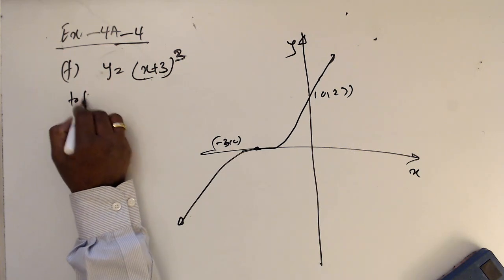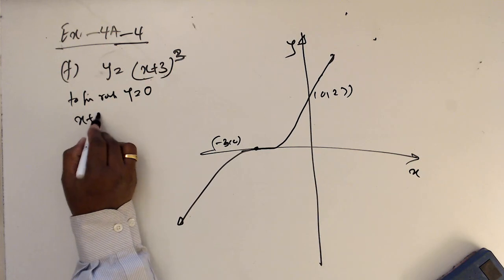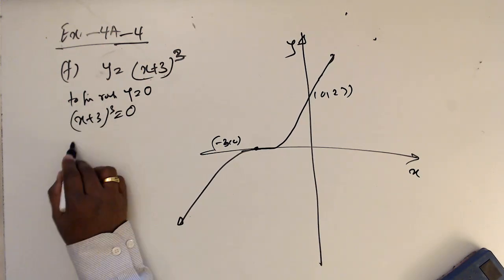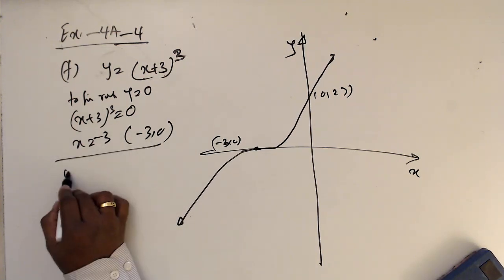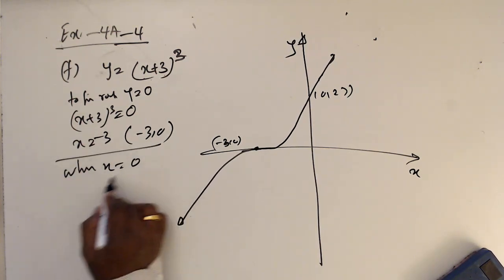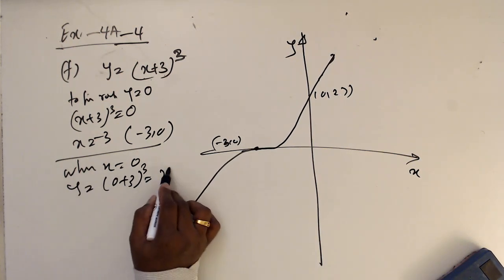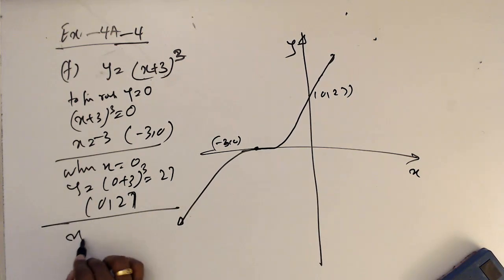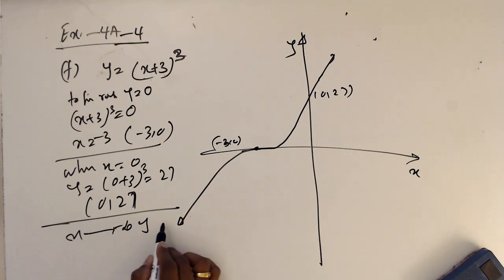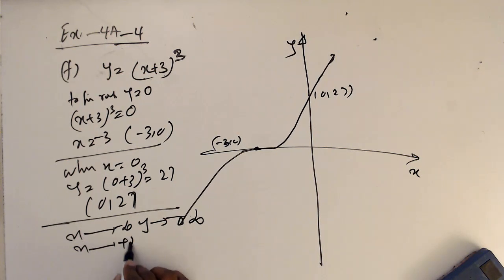Okay, to find roots, y equals 0, x plus 3 cubed equals 0, x equals minus 3, so the point minus 3, 0. And when x equals 0, y equals 0 plus 3 cubed, 27, so 0, 27. As x goes to minus infinity, y goes to minus infinity, and as x goes to positive infinity, y goes to positive infinity.